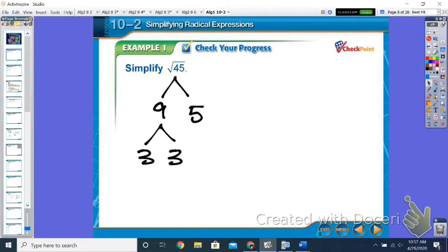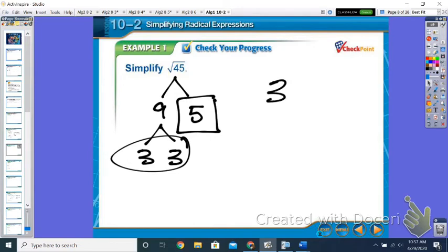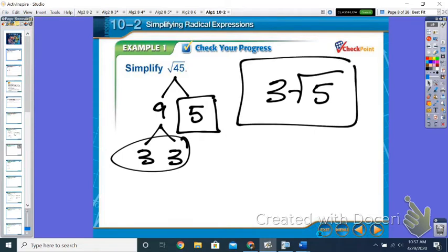So now we got to do our circle box thing. So we have 2 3s. You have a pair right here. We're going to circle those. There's our pair. And then the 5 goes in a box because it does not have another 5 to pair up with and get circled. Again, the 9 is old news. We don't care about the 9 because it became those 3s. Since the 3s are paired up in our circle, we write a 3 on the outside, and then the 5 goes on the inside of our radical.